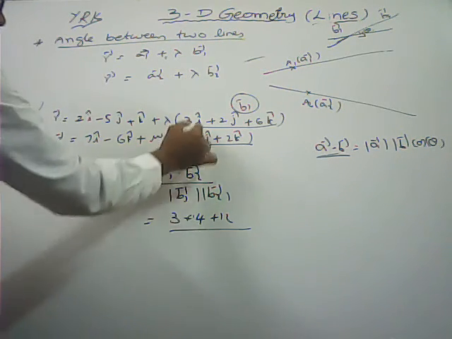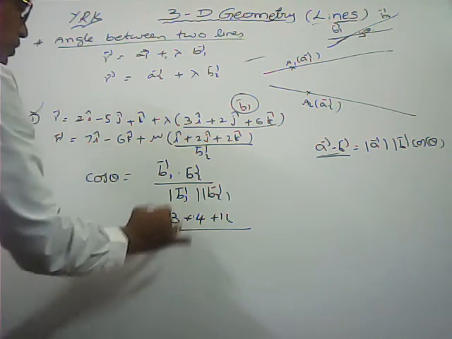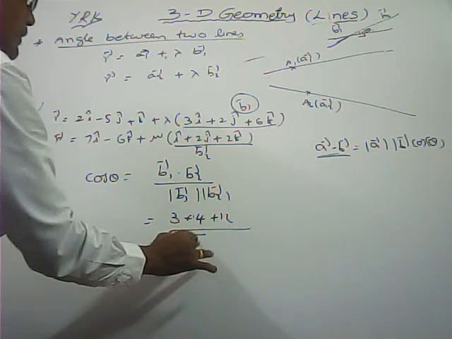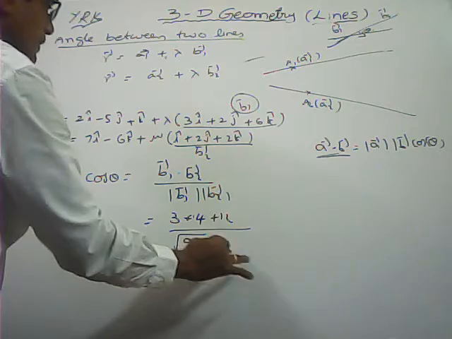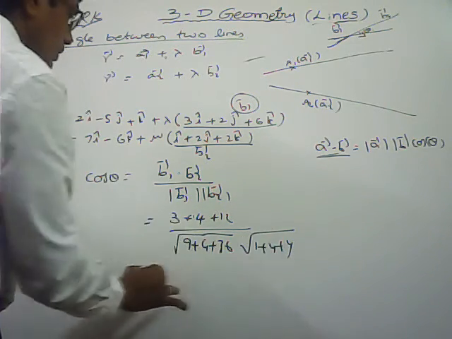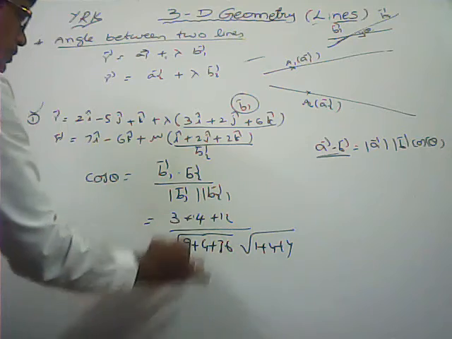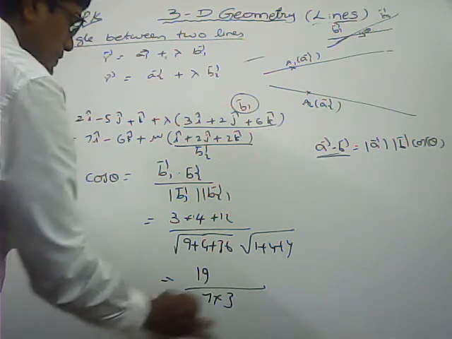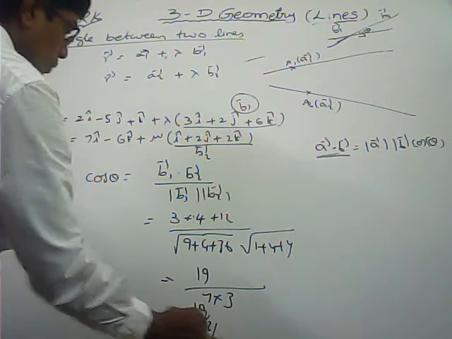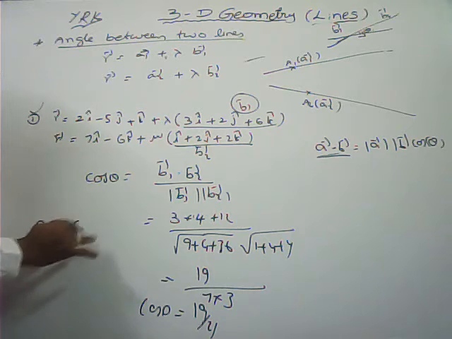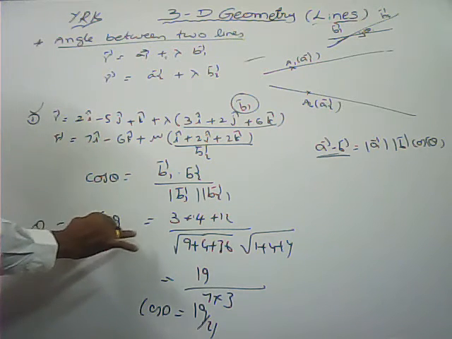This is the dot product of these two vectors upon modulus of B1 bar, that is root of 9 plus 4 plus 36, into root of 1 plus 4 plus 4. This is 19 by 7 into 3, which is 19 by 21. That is cos theta. Therefore the angle between both the lines, theta, is equal to cos inverse 19 by 21.